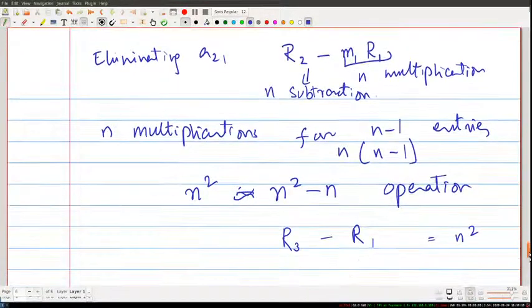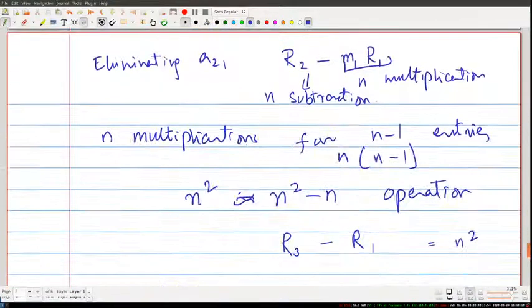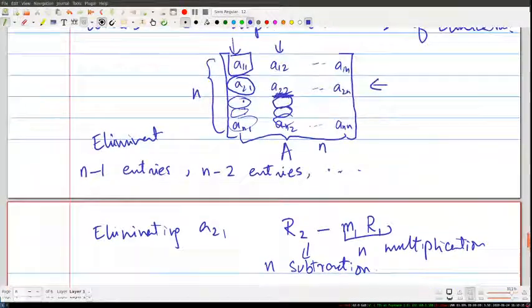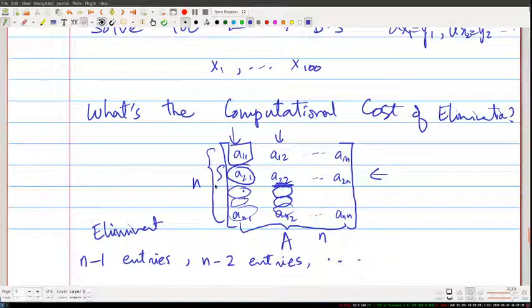So actually I think I've already talked about this. Sorry, I've already talked about this one. So these n minus 1 entries, what am I doing? Okay, sorry, I was talking about the elimination. Extremely sorry, I've lost my train of thought. So I'm now talking about eliminating this entry.